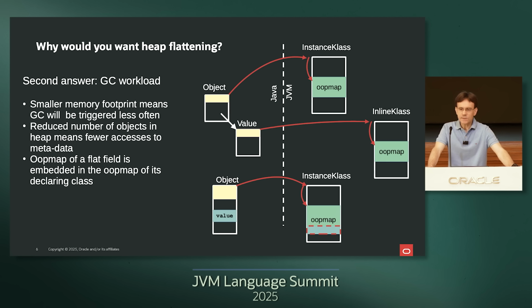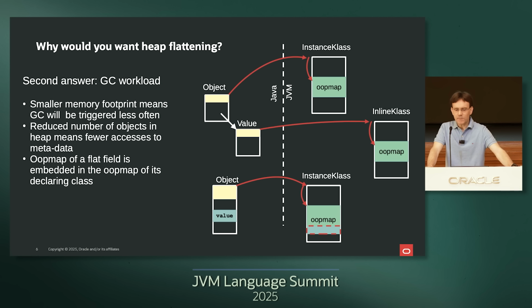The second answer is the GC workload. If you have reduced your memory footprint, you will fill your memory at a slower pace, and your GC will trigger less often. Flattening also reduces the number of objects that the GC has to manage.